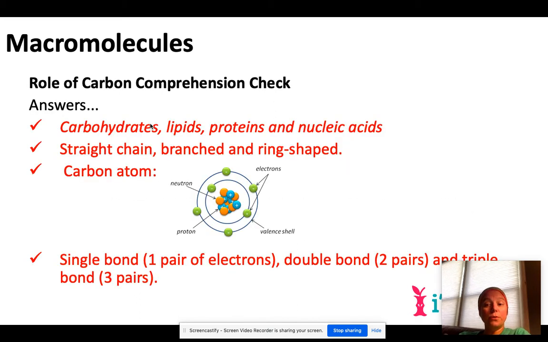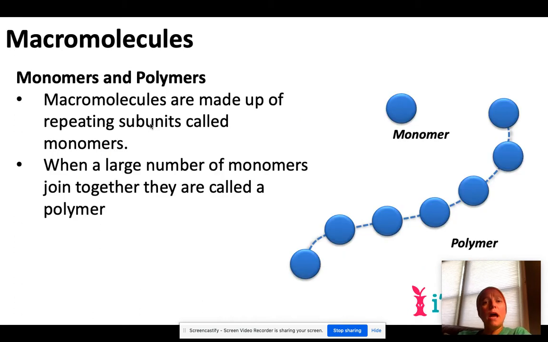Okay, so how did you do? Were you able to answer these correctly? If you did, good job. If not, you might want to go back and review. So now let's look at how these macromolecules are laid out.